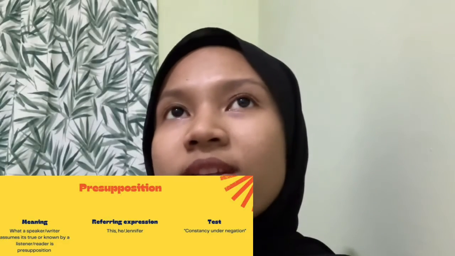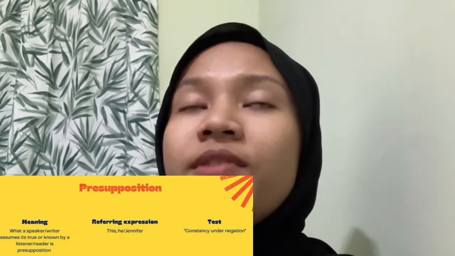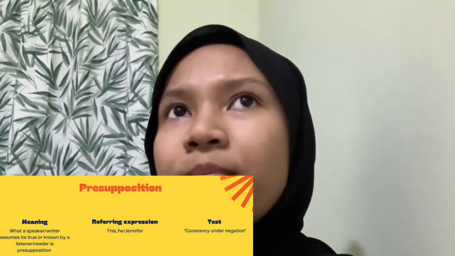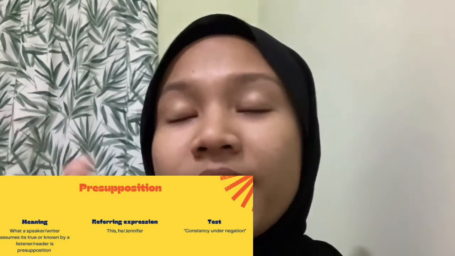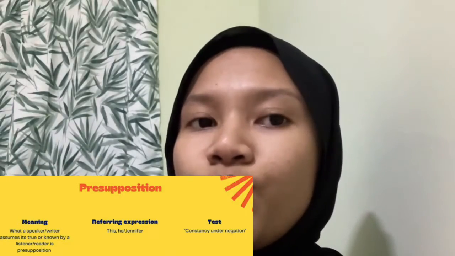For presupposition, there is a test called constancy under negation. It involves comparing a sentence with its negative version and identifying which presupposition remains true. So another example is whether you say my car is a wreck or my car is not a wreck. There is still the underlying presupposition that you have a car. Okay, I have a car, that remains true.